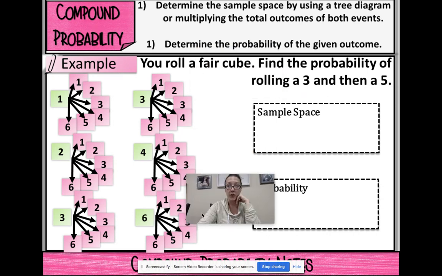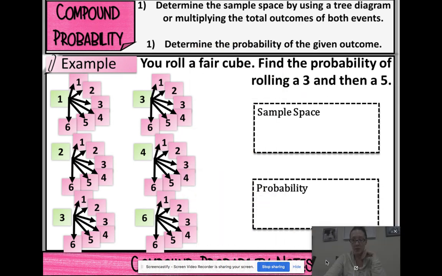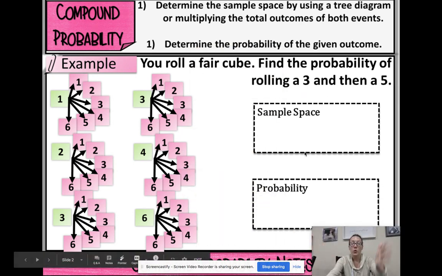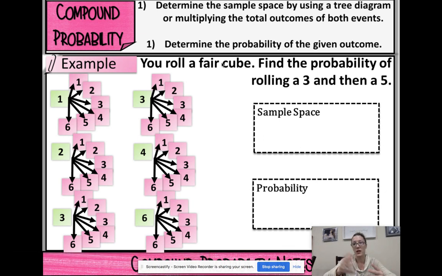Let's go over this example first. Okay, so we've got a tree diagram. We're rolling a fair cube. Basically, all that means is it's like a regular die, like a number cube, 1 through 6, right? Just like the big purple one back in our classroom. So we're taking that and we're rolling it twice. Roll it once, pick it back up, roll it again, okay? We want to know what's the probability if the first time we rolled it, we got a 3, and if the second time we rolled it, we got a 5.